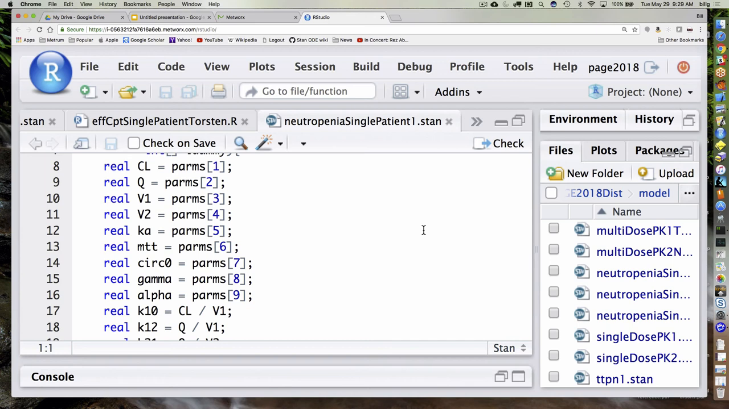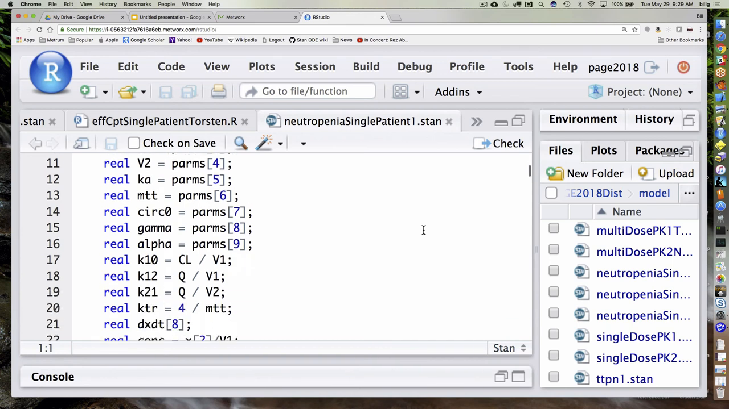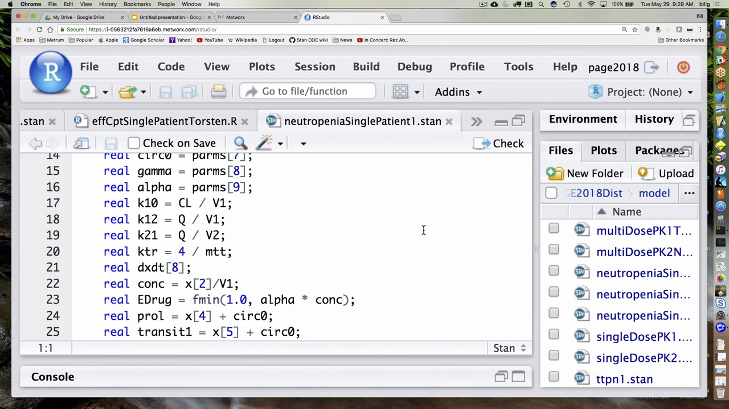So we go through all of those and make the assignments. Got a few intermediate things we're going to calculate here, my microscopic rate constants over here. I'll generate my derivatives here, and I know I'm going to have eight of them, so do that. My concentration is going to be obtained by just the amount in the second compartment divided by V1.